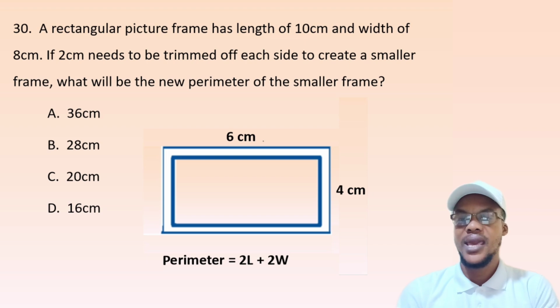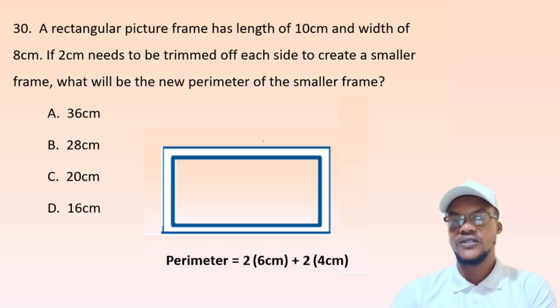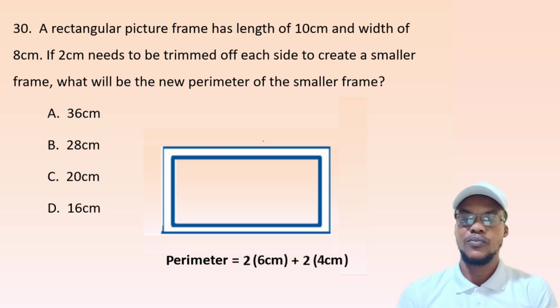Okay, once you have this formula, you can just substitute. So our L, which is the length, is 6 centimeters. Our width, which is W, is also what? 4 centimeters. So we just substitute the values, and then we are good to go. Okay, yes. So when we substitute, this is in this form, then we multiply. So 2 times 6 centimeters gives us what? 12 centimeters, and 2 times 4 centimeters also gives us what? 8 centimeters.